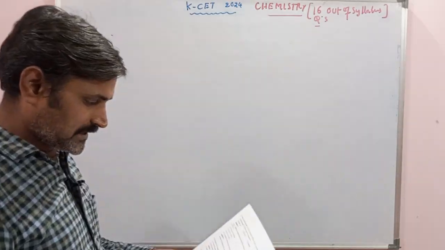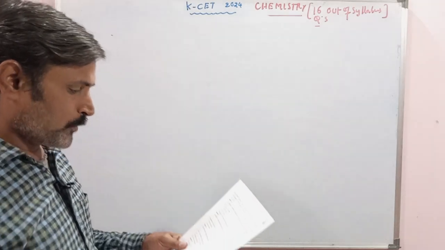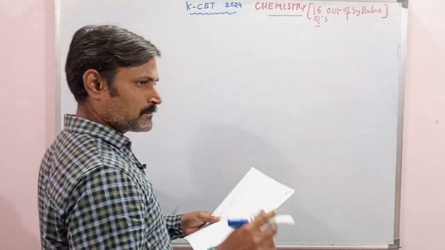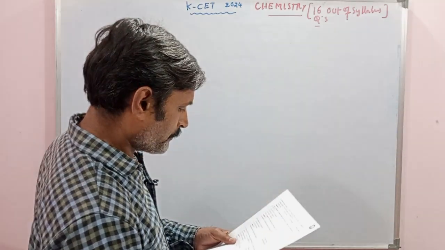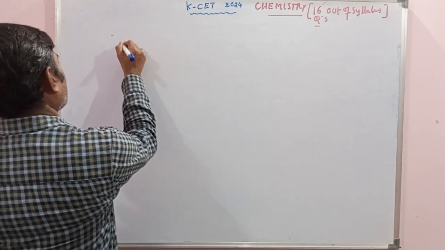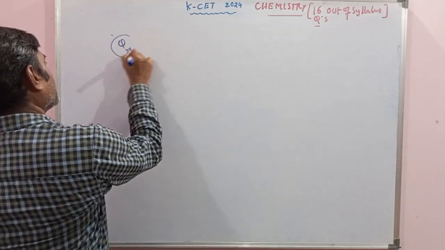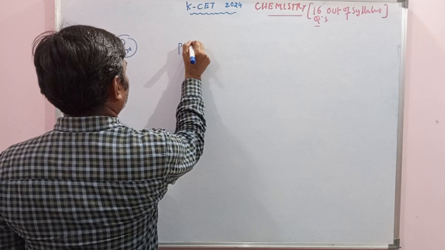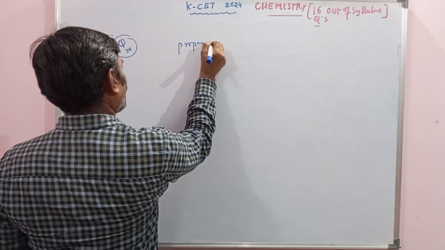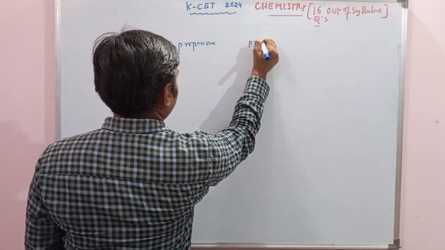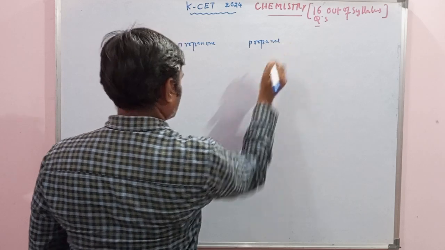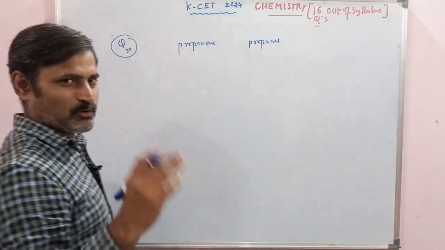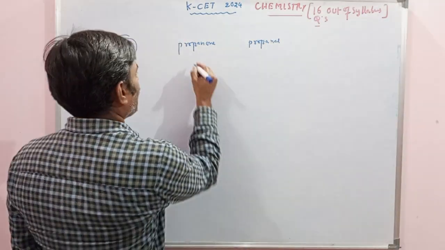What is question number 30? Propanone and propanol are... Question number 30 is easily given. One name given is propanone, another name given is propanol. They are what type of isomers? It is a question asked from isomerism.